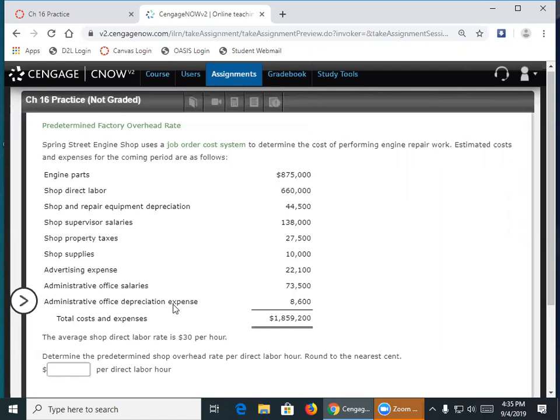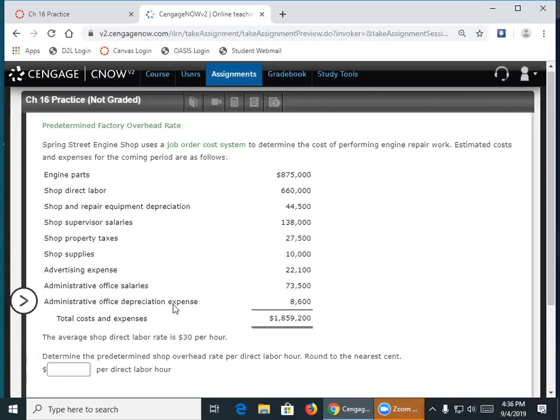So it gives us all the costs for the period. The first thing we have to do is figure out what the estimated overhead costs are. So just the overhead costs. This is a little bit of review for chapter 15. Yes, pretty much, that's exactly it. You would not include your direct labor, because that's not an overhead cost. Your three product costs are direct materials, direct labor, and then overhead separate.